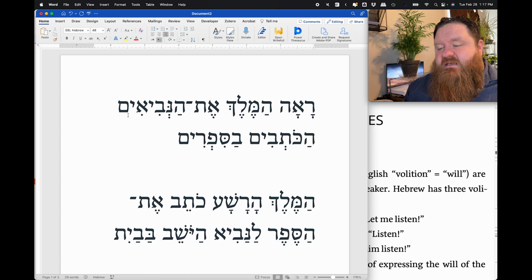What kind of prophets did he see? The writing in the scrolls kind. So an easy way to translate this would be: the king saw the prophets who were writing in the scrolls. The whole phrase, hakotvim ba-sifrim, is a description of the prophets. So ba-sifrim is not telling us where the king saw the prophets, it's telling us where the prophets were writing. The king saw the prophets who were writing in the scrolls.